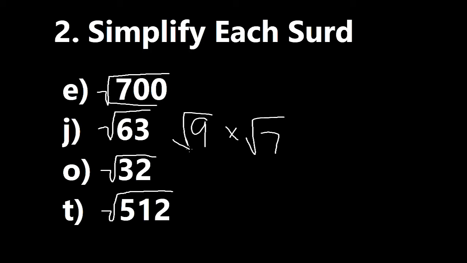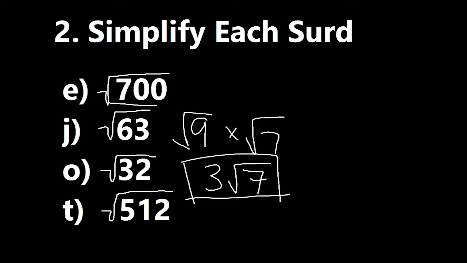Now what's root 9? That's right, it's 3. And again, we've got this same thing, this prime number, so we can't simplify it down any further. So that is going to stay as 3 root 7.